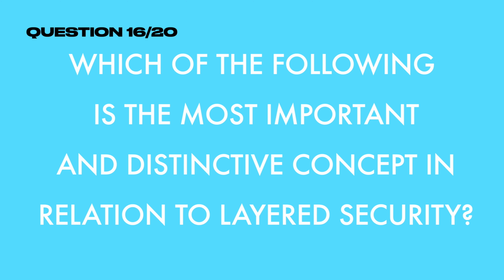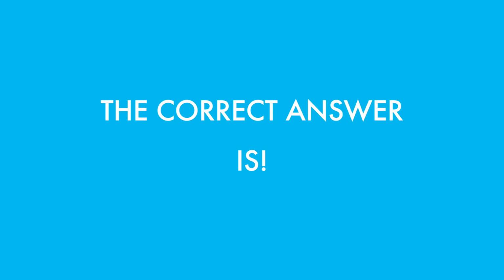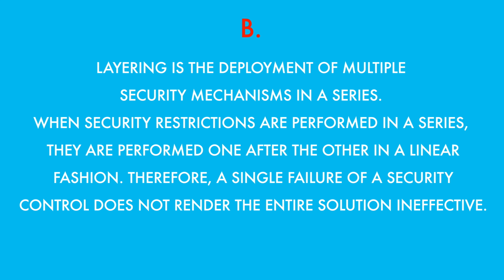Question 16 of 20. Which of the following is the most important and distinctive concept in relation to layered security? A. Multiple. B. Series. C. Parallel. D. Filter. The correct answer is B. Layering is the deployment of multiple security mechanisms in a series. When security restrictions are performed in a series, they are performed one after the other in a linear fashion. Therefore, a single failure of a security control does not render the entire solution ineffective.